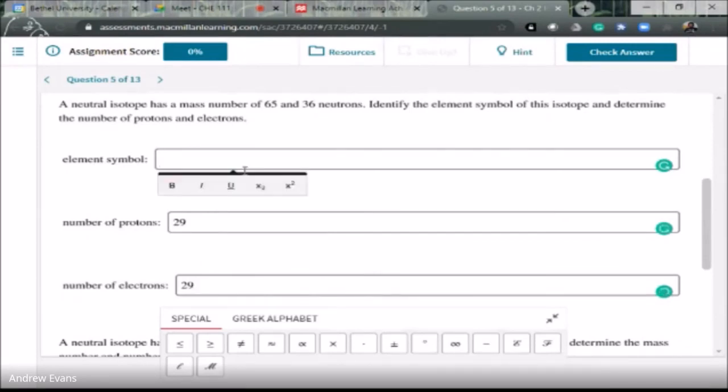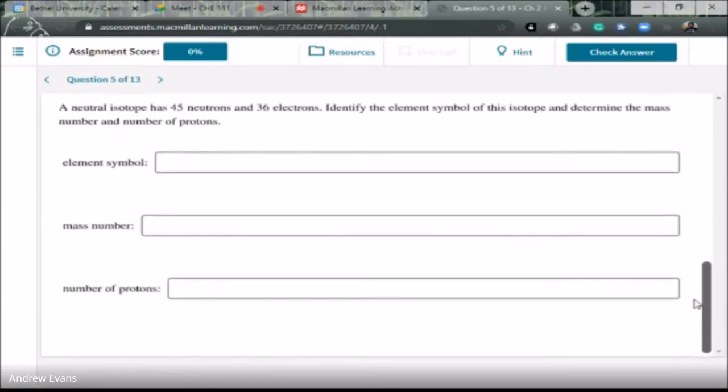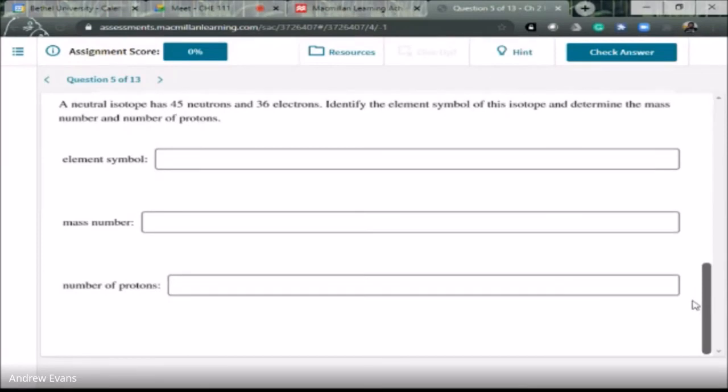So I need to count what's the 29th element in that series. Argon is 18, 19, 20 for calcium. And so that means that should be, what, copper? We're going to go with copper. So Cu. Could be wrong. We'll find out. But from what I remember, that should be 9 elements over. Okay.